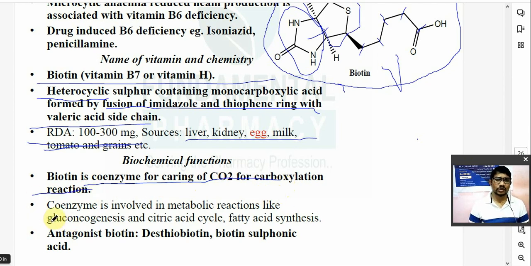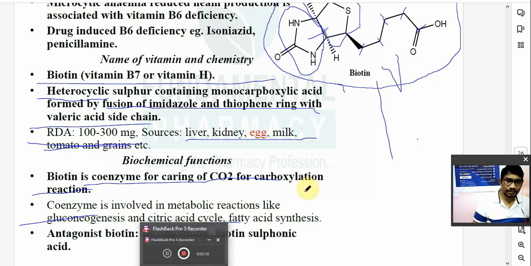Now it is a coenzyme involved in metabolic reactions like gluconeogenesis, the citric acid cycle, and fatty acid synthesis. So biosynthesis of fatty acids, gluconeogenesis, that is synthesis of glucose from non-carbohydrate precursors, and the citric acid cycle, which means the TCA cycle or Krebs cycle. So the coenzyme made from this biotin is involved in the metabolic reactions of gluconeogenesis, the citric acid cycle, and fatty acid synthesis.